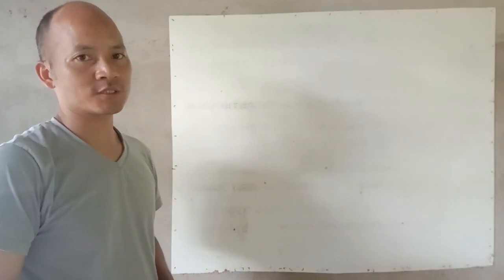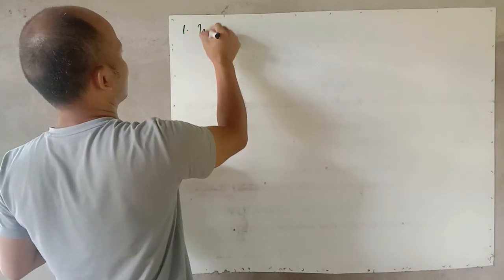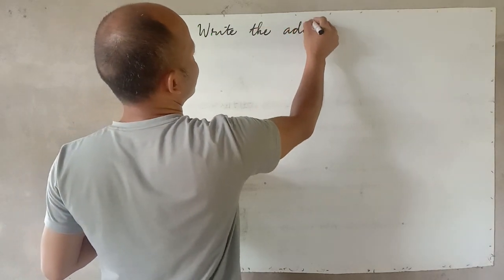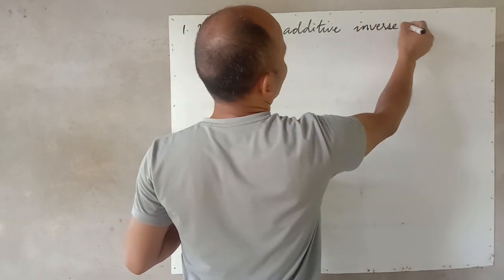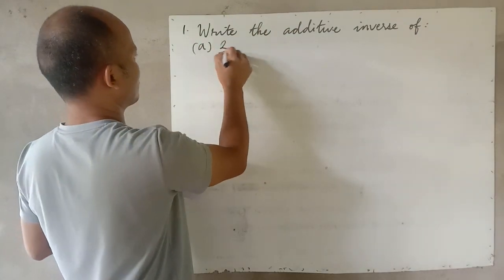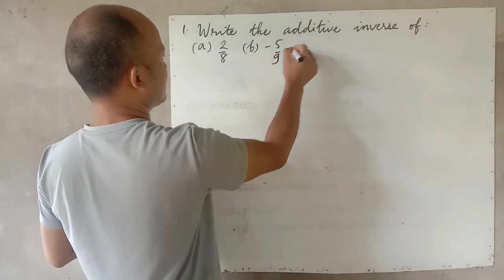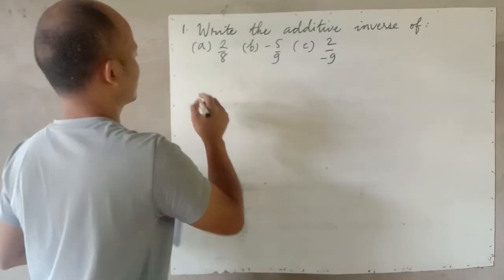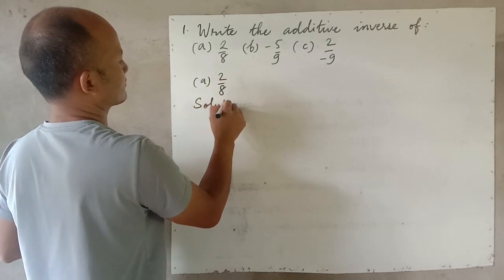Now, our first exercise. Write the additive inverse of A) 2 by 8, B) -5 by 9, and C) 2 by -9. Okay, A, 2 by 8, solution.